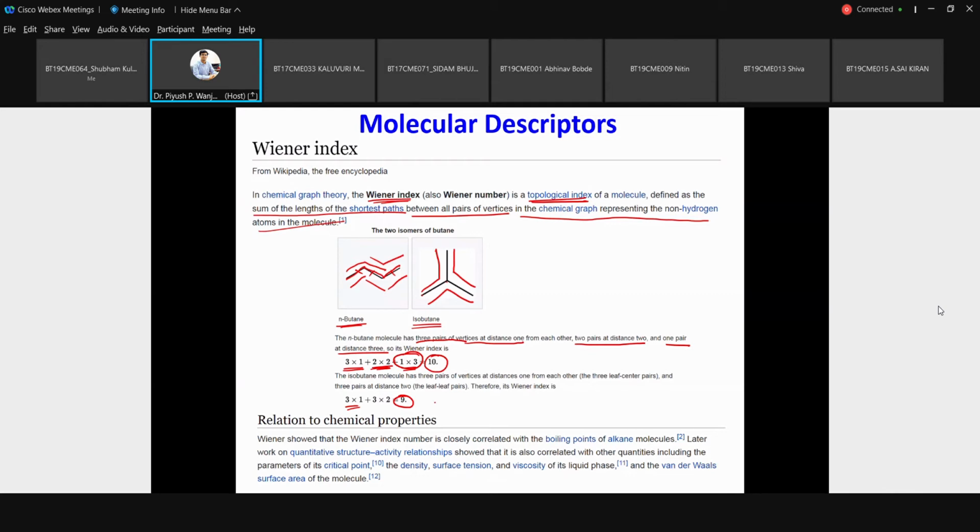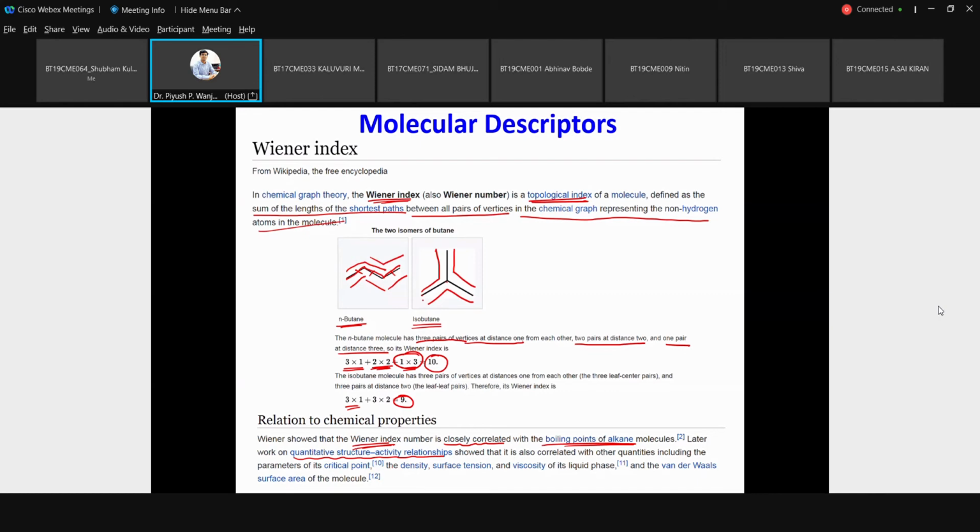Okay. So here they have given the example that it has been proved in the literature that indexes like the Wiener indexes are very closely related with the boiling points of alkanes. Like the index is proportional to the boiling points. And it has also been shown, in the method we are going to study, QSAR, that the index can also be correlated with other parameters such as critical point, density, surface tension, and viscosity. Okay, and also the van der Waals surface area of the molecule.